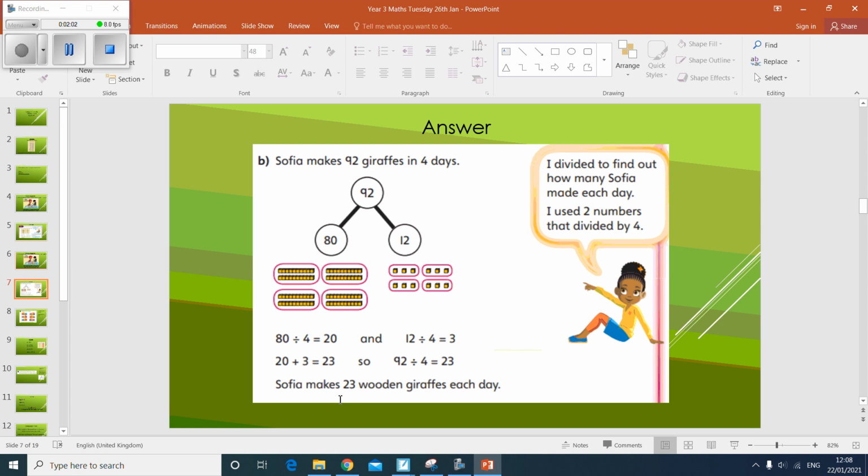Okay, so we've got Sophia with her 92 giraffes, and she's going to make those in 4 days. So I'm going to use a part-whole model here just to break down 92 and what can be divided by 4. So we've got 80 on one side and 12 on the other. So we're going to take the 80 first of all and divide it by 4, which gives us 20 in each group. And then we're going to take the 12 and divide it by 4, which gives us 3 in each group. So we take our answers and we're going to add them together. 20 plus 3 equals 23. So 92 divided by 4 equals 23. So she's made 23 wooden giraffes each day.